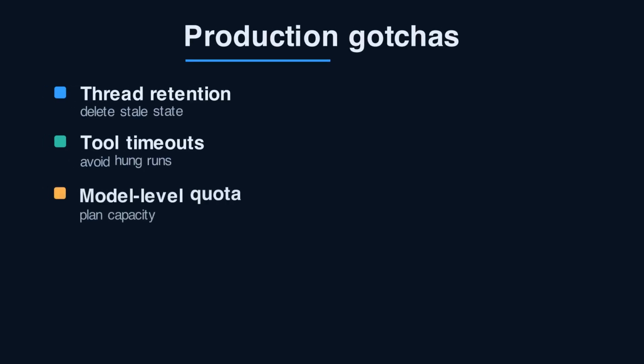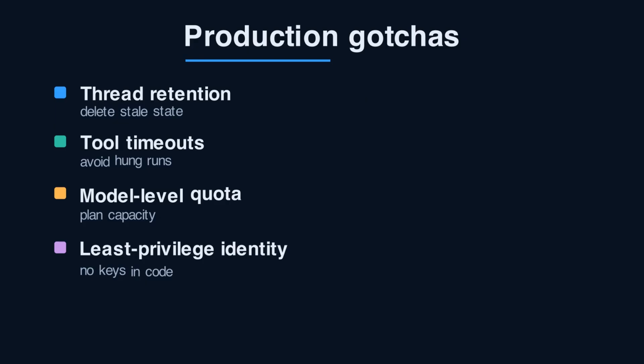Now the traps. First, threads are persistent and accumulate. Long threads grow token cost and latency, and stale ones linger unless you delete them. Plan a retention policy. Second, function tools stall the run in requires action until you respond, so a missing or slow handler hangs the conversation.